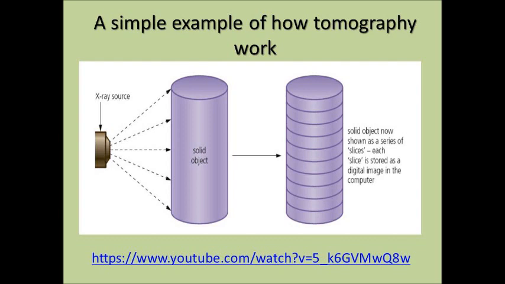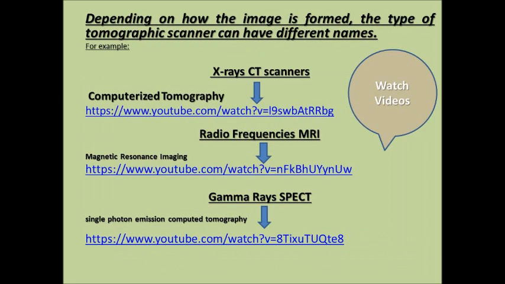The diagram is a simple example of how tomography works. X-rays are passed through a solid object, and the object is shown in slices. Each slice is stored as a digital image in a computer. Depending on how the image is formed, the types of tomographic scanners have different names: X-ray, CT scanner, radio frequency scanners, gamma rays, and SPECT scanner, that is single photon emission computed tomography.